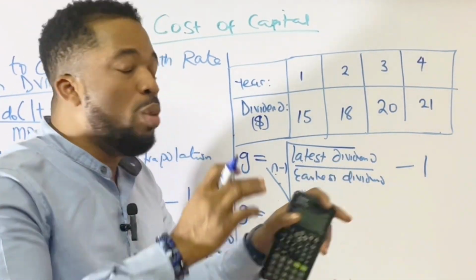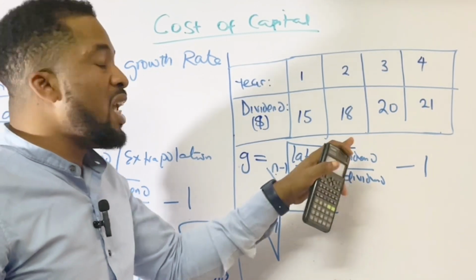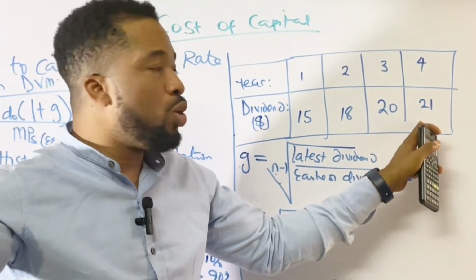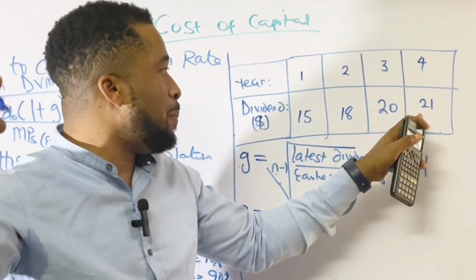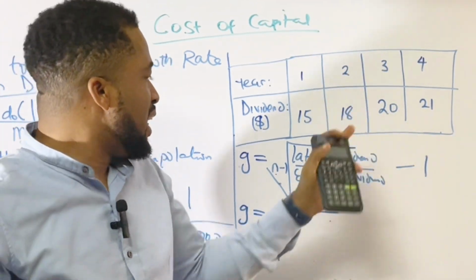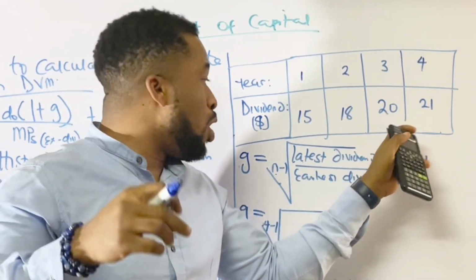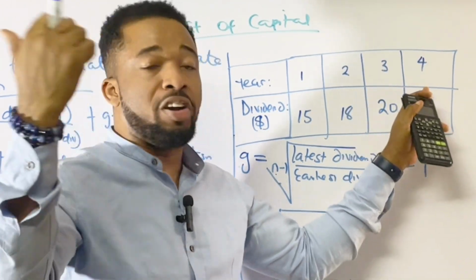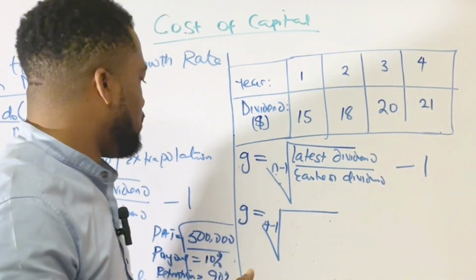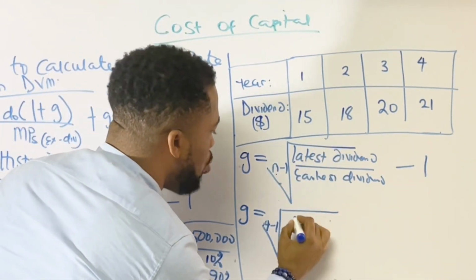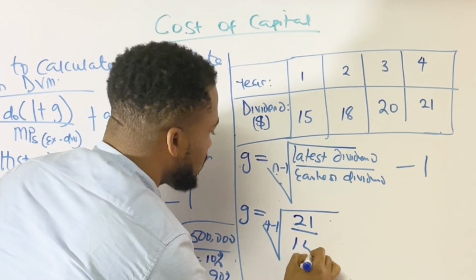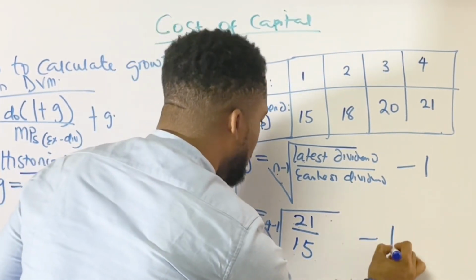Latest dividend is the most recent dividend I can see. In some questions, after giving you a table, they go to an additional note and tell you the recent dividend that has been paid is 30, for instance. In that case, what we'll be having here becomes 30 instead of this 21. And then your number of observations will increase by 1. All right, just take note. So here we have 21 divided by the earliest dividend, which is 15, and then I have minus 1.